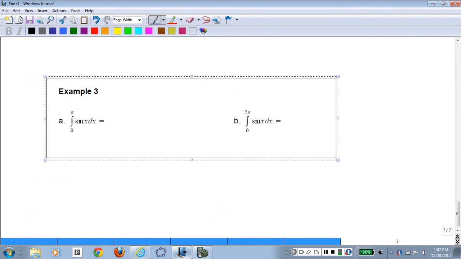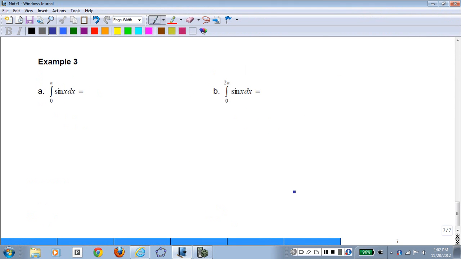Sine function. I like this one. I think this is really, really interesting because I think of sine functions, transcendental function, and going from 0 to pi. 0 is certainly rational, but pi is an irrational endpoint.